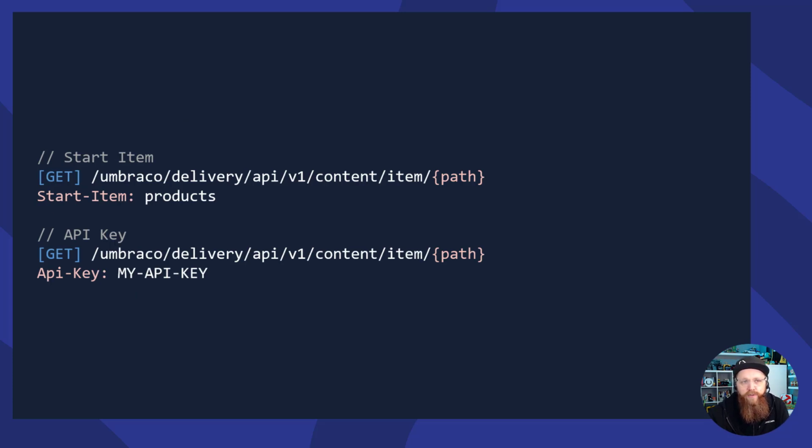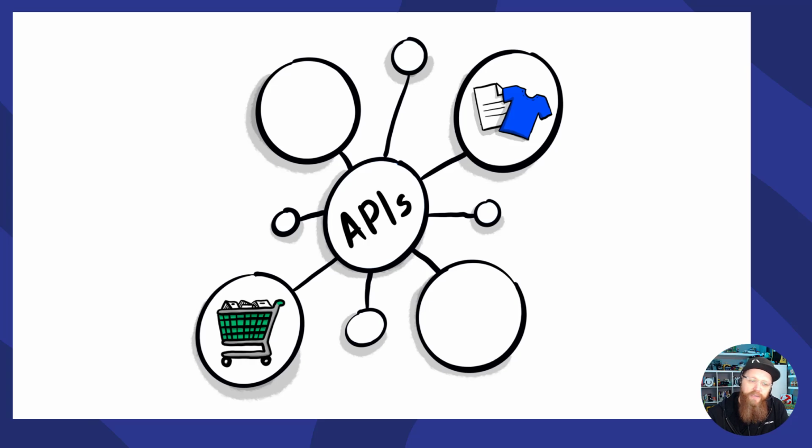We've also got some useful header parameters that we can pass through. The first one is a start item, and this allows you to control, when you're making a request, you can pass a path, and by default that will be relative to the route, but by passing a start item you can say the paths need to actually be relative to this particular item instead. And we've also got an API key, so this allows us to give a level of security to that API and make sure that only people with the relevant API key can actually access those. So those are the content delivery API endpoints.